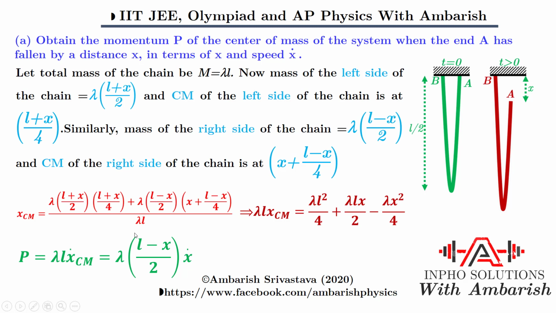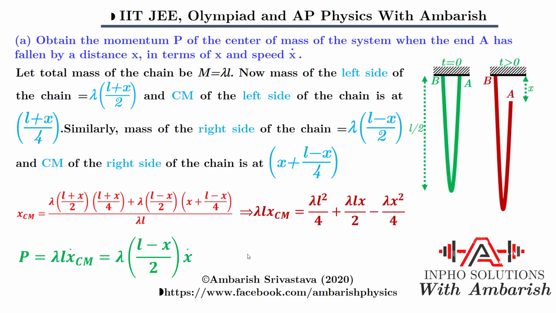So try to keep this in mind. I'll be needing this expression, P is equal to lambda times L minus x by 2 times x dot. This expression will be used in the future parts. So just try to keep this small expression in your mind for the momentum of the chain as a function of x dot and x. So this is the momentum function: lambda x dot into L minus x by 2.